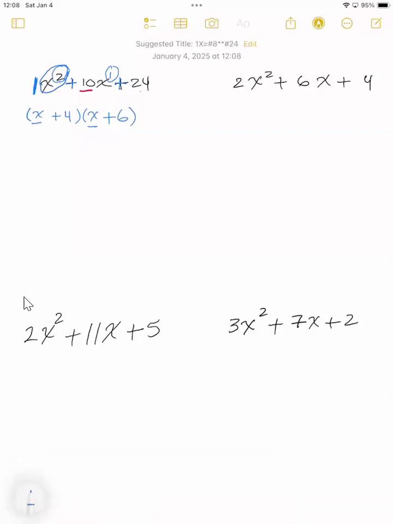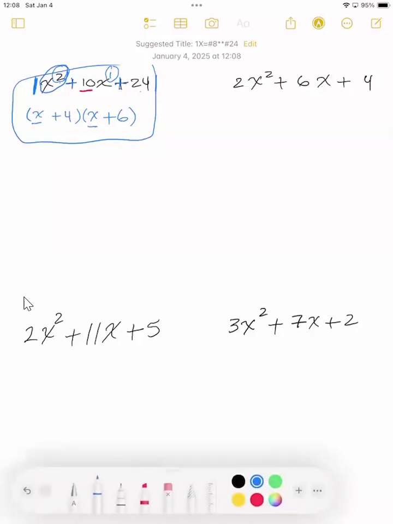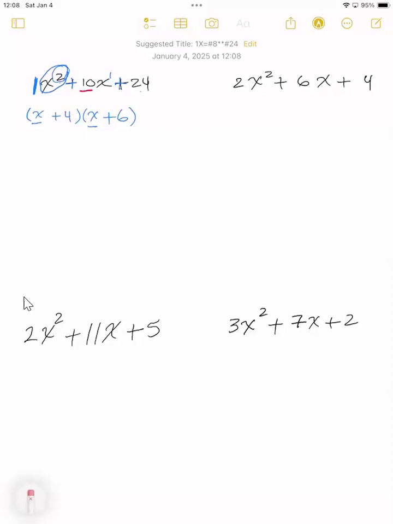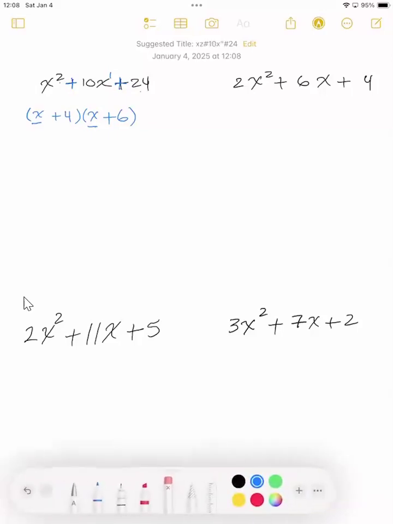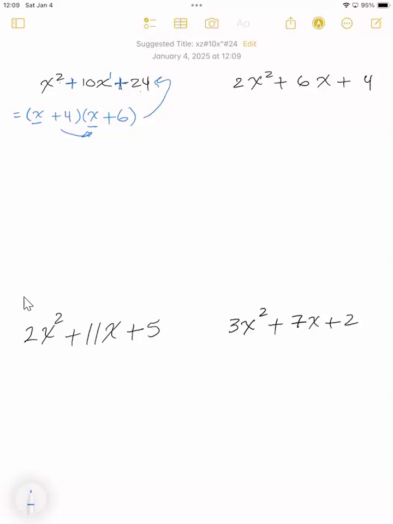So we are done. This is how we factor this polynomial. So the factor for x to the power 2 plus 10x plus 24 is x plus 4 times x plus 6. If I multiply these two parentheses term by term, combine like terms, this is what I get.